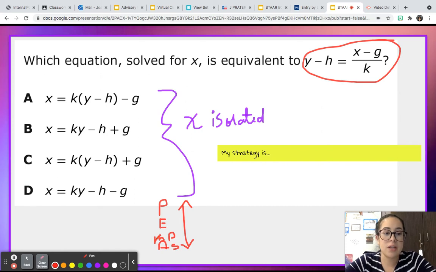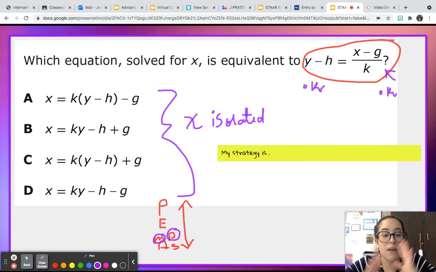In other words, I need to think of addition and subtraction. I need to undo addition and subtraction first. Then I need to do multiplication and division, and then the exponents, and then the parentheses. So in this case, I see a division here, right? So the inverse, the opposite of division is multiplication. So I'm going to multiply by k. So times k to this side, I'm going to times k to this side.